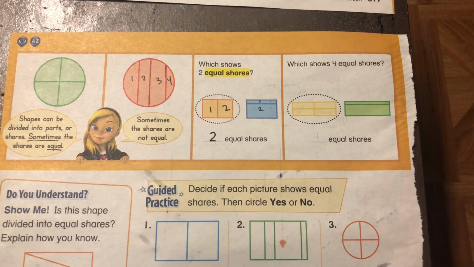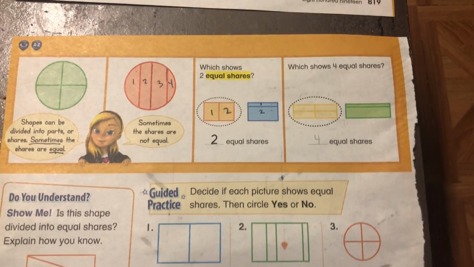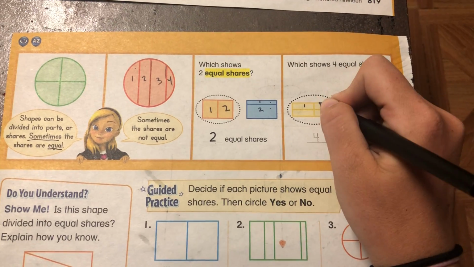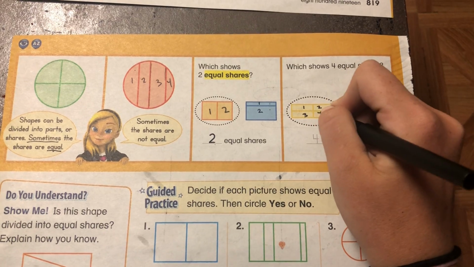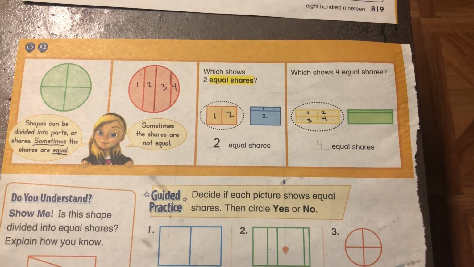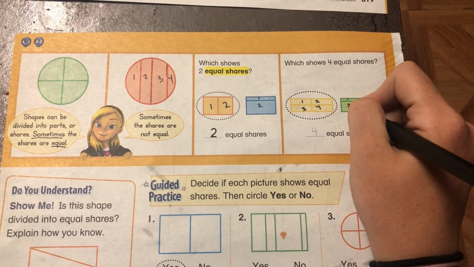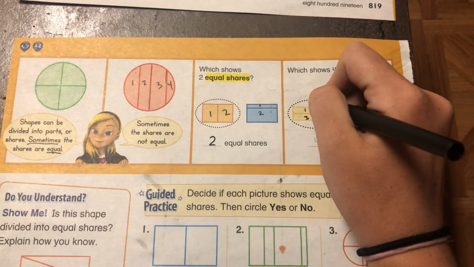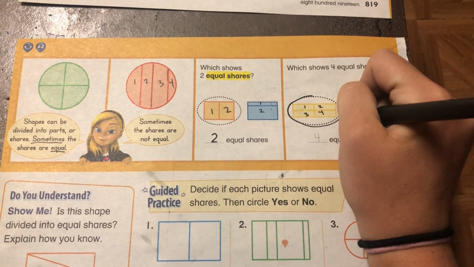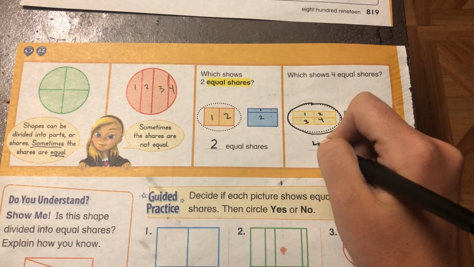which shows 4 equal shares. Well, let's take a look. We have 1, 2, 3, 4 in the yellow, and in the green, we only have 1, 2. So clearly, we see the yellow shows 4 equal shares.